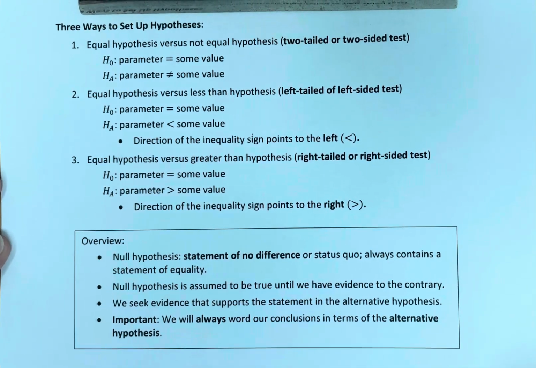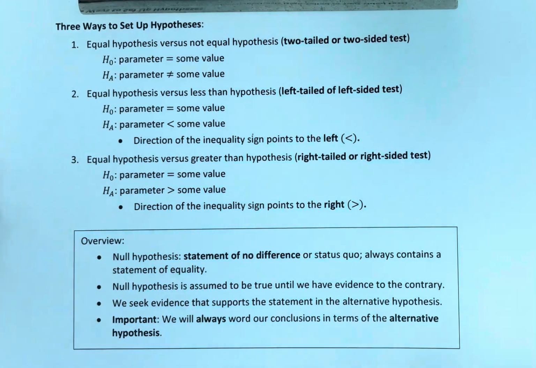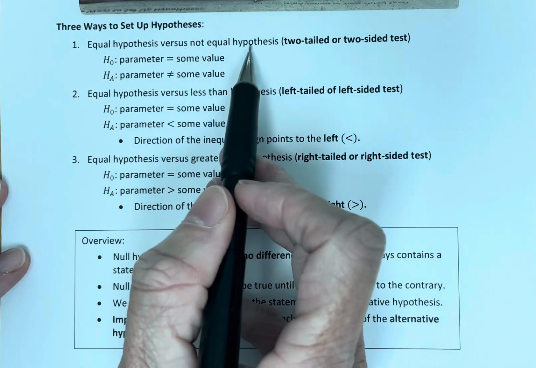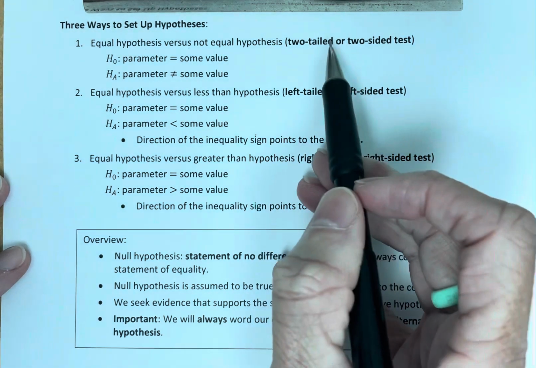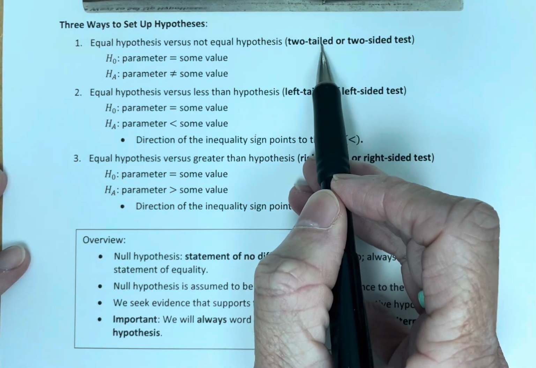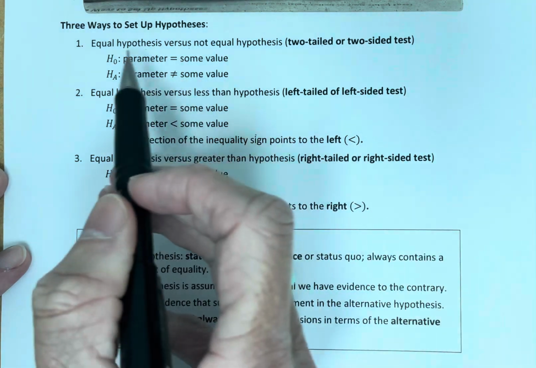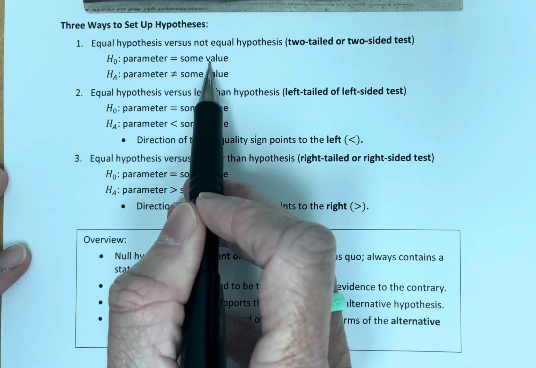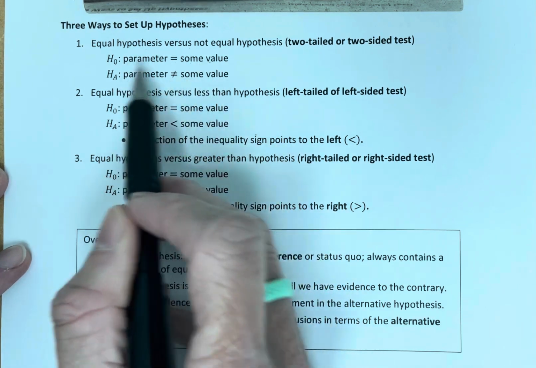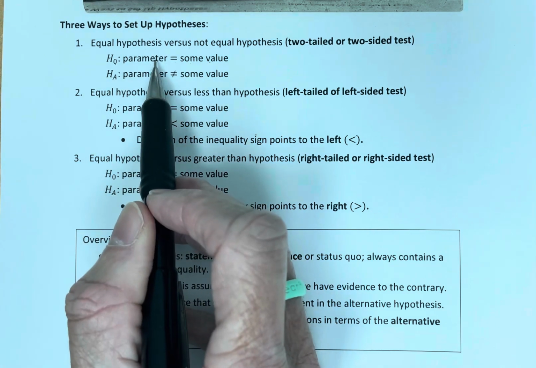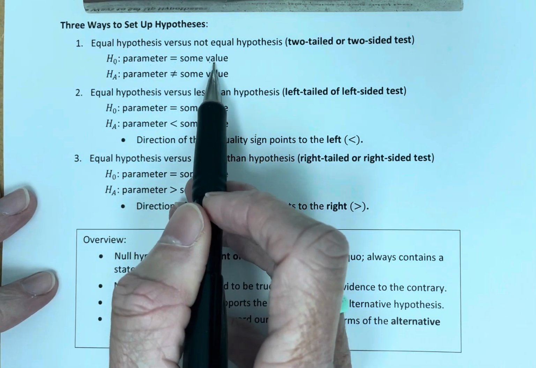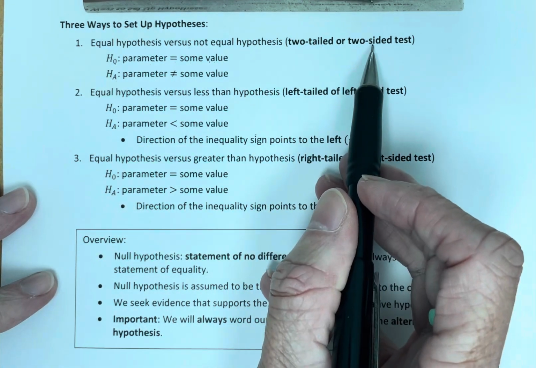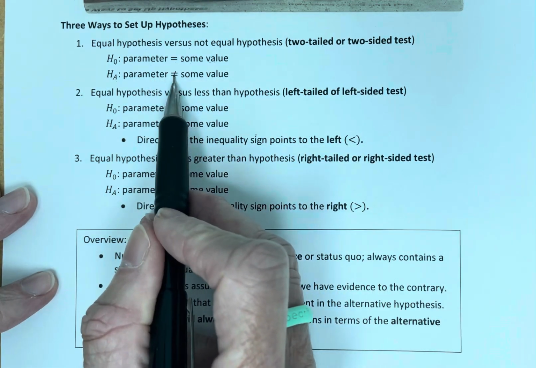There are three ways to set up hypotheses. The first is an equal hypothesis versus a not equal hypothesis. This is also called a two-tailed test or a two-sided test. So H sub 0, the parameter equals some value in every single test. That is the null hypothesis. The alternative hypothesis in a two-tailed or two-sided test is that the parameter does not equal some value.